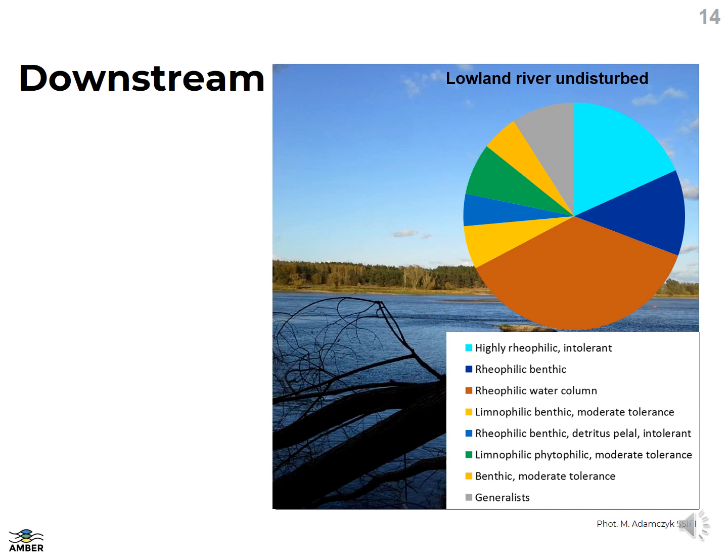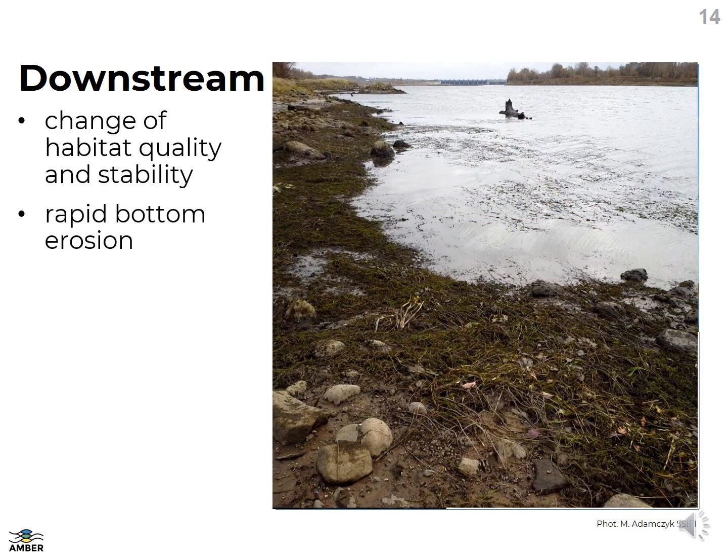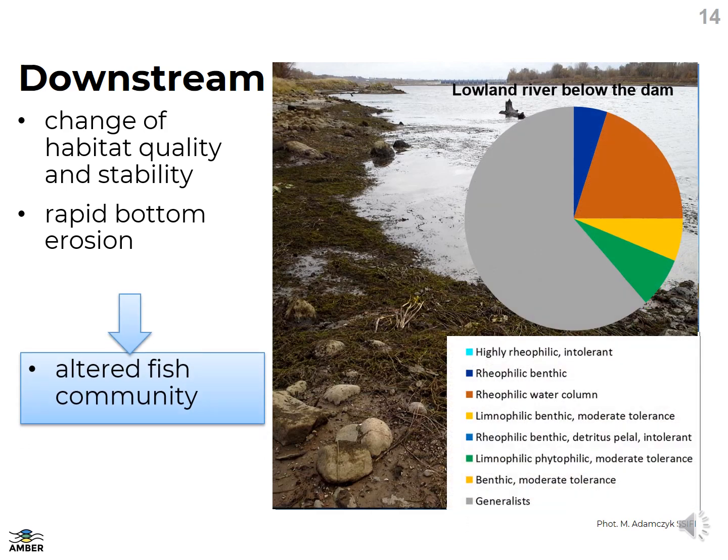With regard to fish community structure, in an unimpounded river, like in this lowland undisturbed river, we will still expect a majority of rheophilic fishes, but mostly dominated by rheophilic water column species. After changing of habitat quality and stability and rapid bottom erosion, we observed an altered fish community.